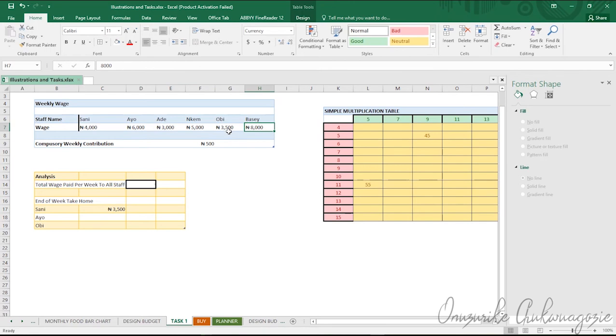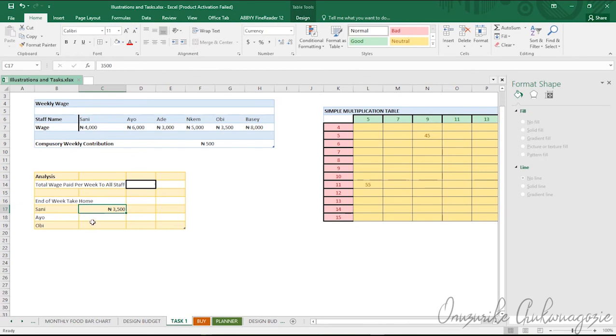So we have a compulsory contribution by each of the staff, 500 naira. Alright, so we are asked to analyze this table by calculating the total wage paid per week to all staff. So you just put in your formula and calculate the total, then end of week take home for some selected staff. So the first one has been done for you, okay, but there was no formula, so you can easily decipher the formula that was used here. Okay, so then complete the other ones.